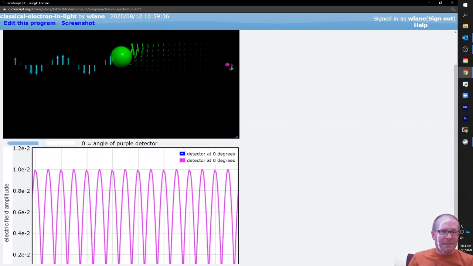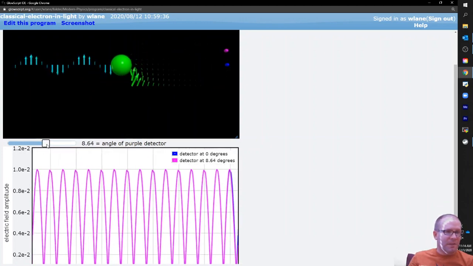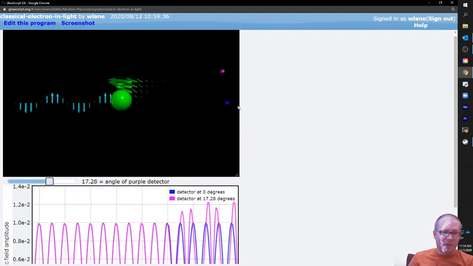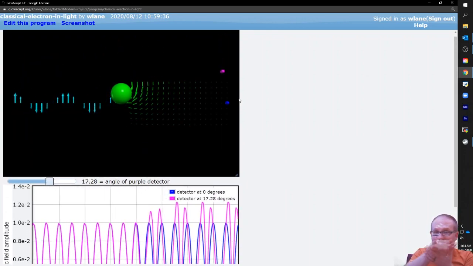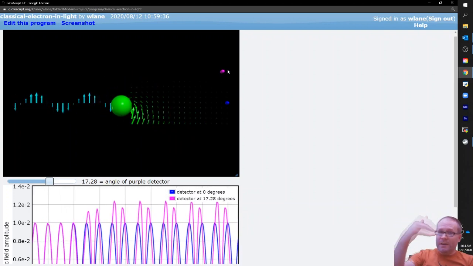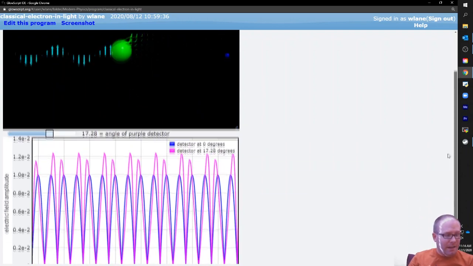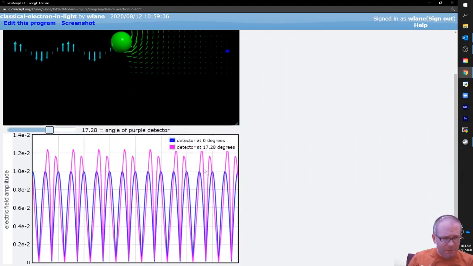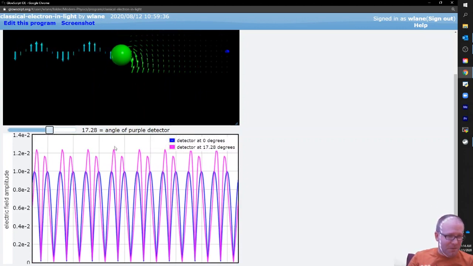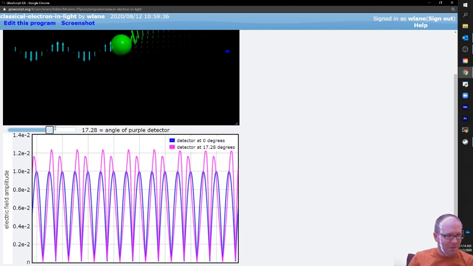So right now this is at 0 degrees. What I can do is click and drag to move the slider to move the purple detector. So I have a blue detector at 0. That's going to be my reference point. That's going to stay at 0. Here, the purple one, I'm going to move around like I would do in an experiment to see what kind of electric field pattern I get out. And you can see I get out a little bit different pattern. It's different in terms of the amplitude, right? The purple one has a higher amplitude that oscillates, but the blue one is consistent, but it's lower.